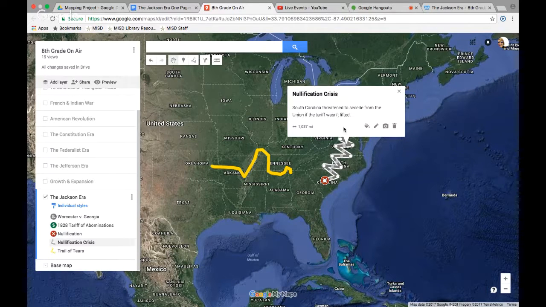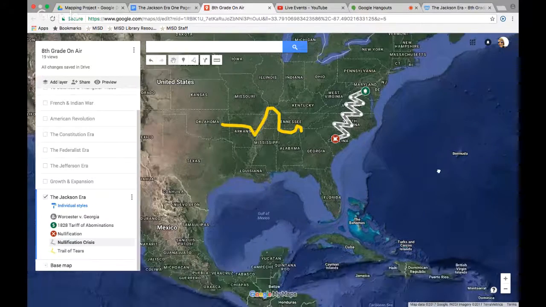But this is huge because with South Carolina threatening to secede here, remember what's going to happen in a little over 30 years from this point: South Carolina will be the first state to secede from the Union for the Civil War. So here we are more than 30 years out before the Civil War, and we're already starting to see things that are dividing the country.